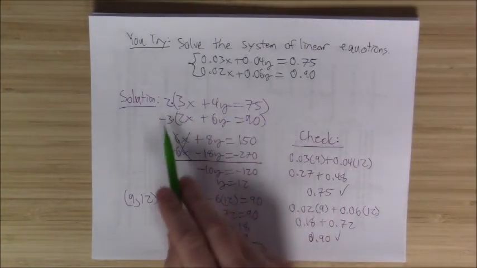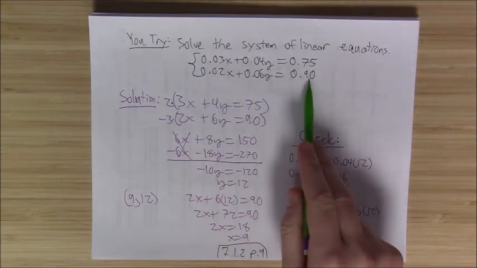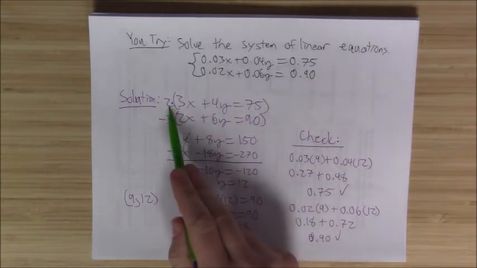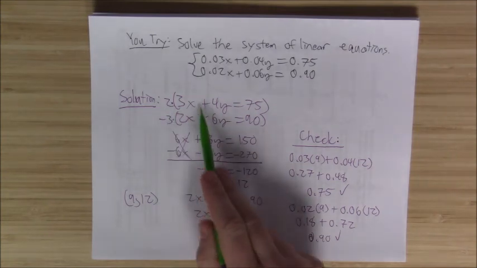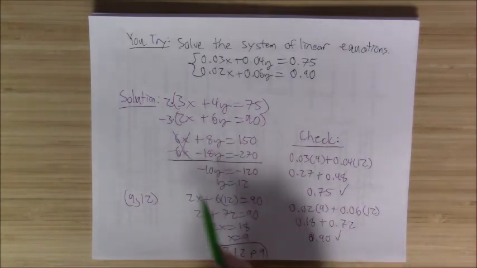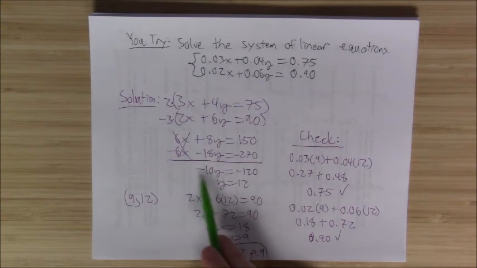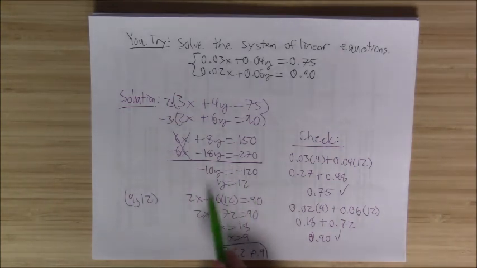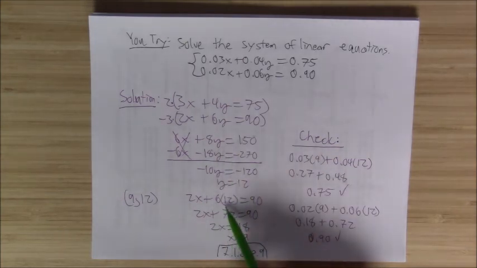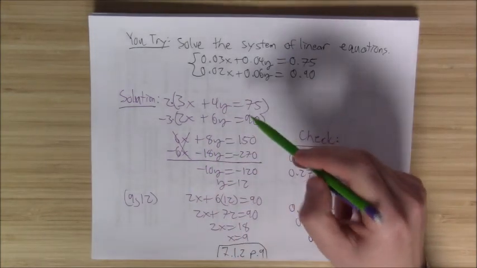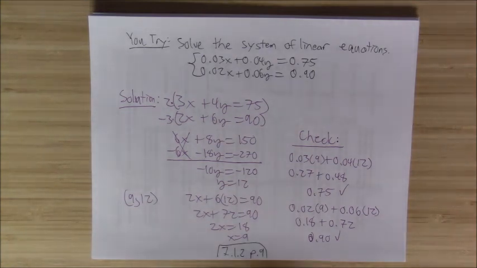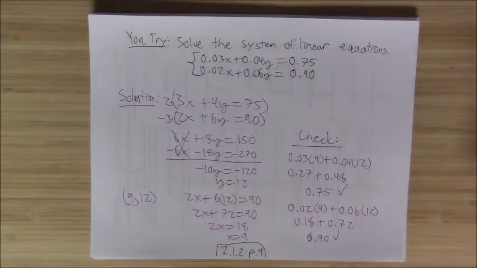So here we do the same thing, multiplying both equations by 100 to get rid of all the decimals. Then we multiply the equations by 2 and negative 3 respectively. Eliminate the x's by doing so. End up with y equals 12, which we then substitute back into this equation to get x equals 9. So we have (9, 12) as our solution. Checking our solution, it does in fact work out.